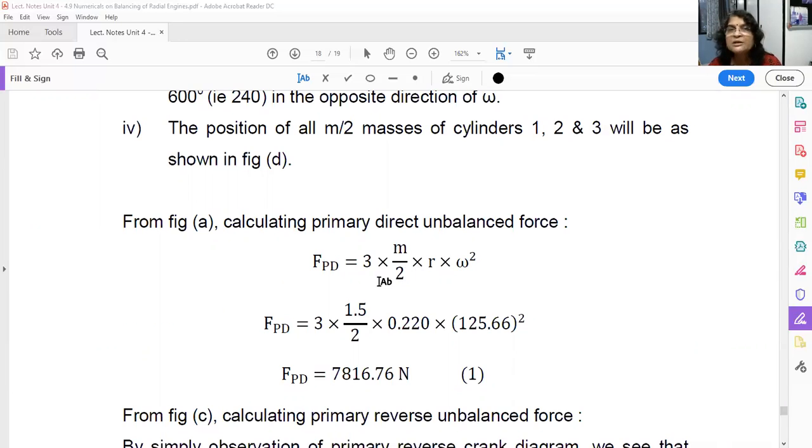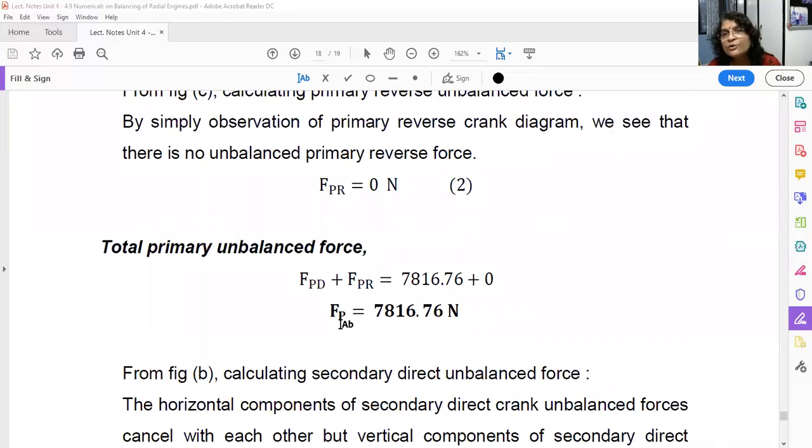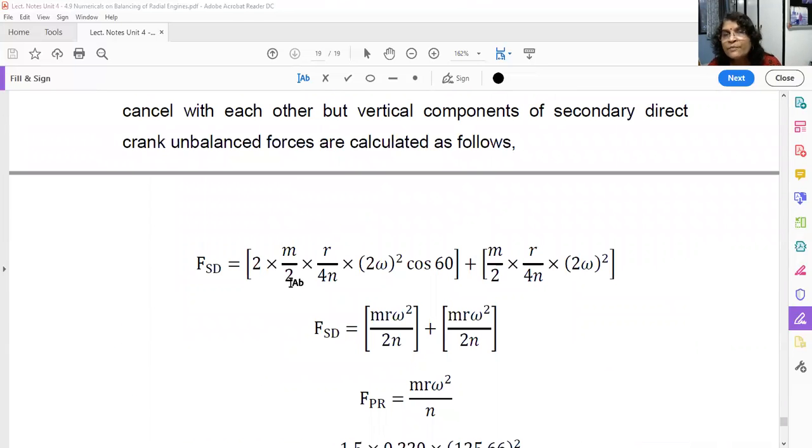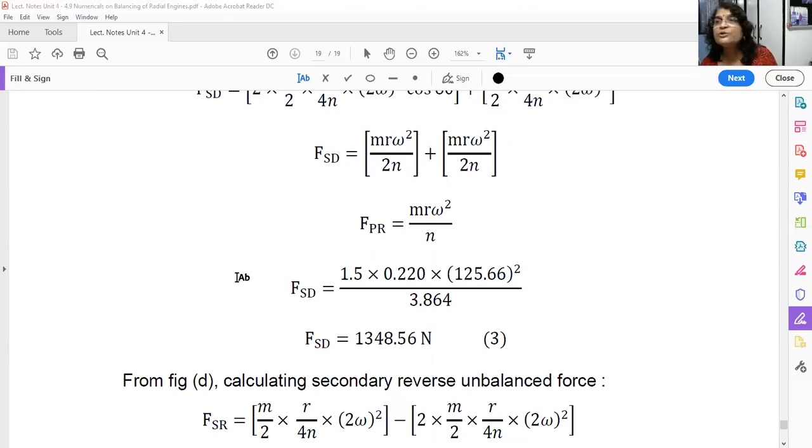Okay, and what is the formula for secondary unbalanced force? mr omega square upon n. But again we are considering m by 2. So here it will be m by 2. Okay, and radius will be r upon 4n and speed will be double, or you can simply cancel these 4. You can write down mr omega square upon n for secondary unbalanced force. Okay, I hope you understood everything.